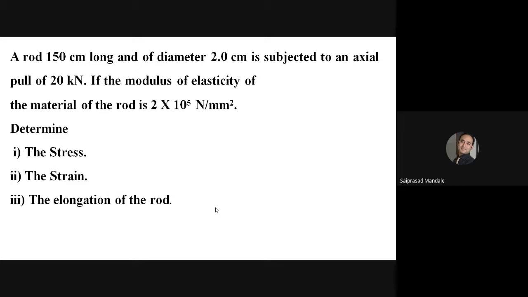A rod of 150 centimeter long and of diameter 2 centimeter is subjected to an axial pull of 20 kilonewton. If the modulus of elasticity of the material of the rod is 2 into 10 raised to 5 Newton per mm square, determine number 1 the stress, number 2 the strain, and number 3 the elongation of the rod. So, how to solve this numerical?